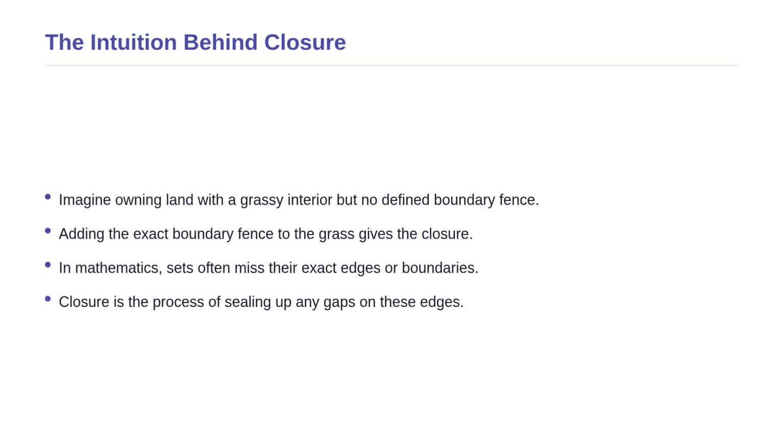Let us start with a simple analogy. Imagine a piece of land that you own. You have the grassy area inside, but what about the exact boundary line where your property meets your neighbor's property? If you take your grassy area and add the exact boundary fence to it, you get the closure of your property. In mathematics, a set might be missing its edges. The closure is simply the set itself plus all of its missing boundary points. It is the process of closing the set by sealing up any gaps on its edges.